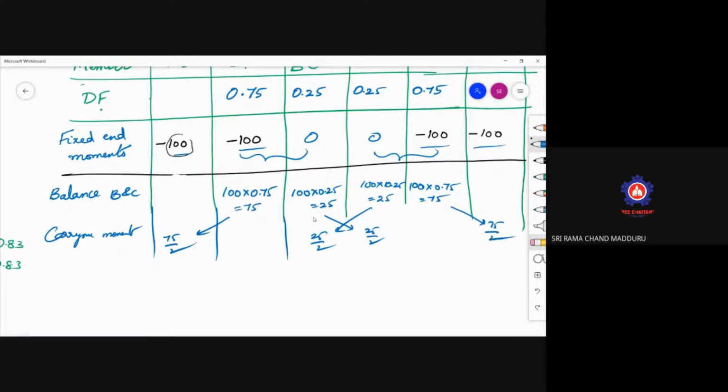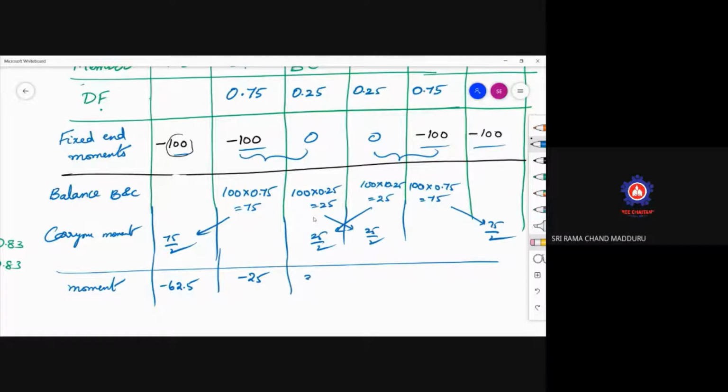Now write down the end moments. Minus 100, 75 by 2. What is the value here? Minus 62.5. Minus 100 plus 75 minus 25. 25 by 2, 37.5. 37.5 minus 25, minus 62.5. Check the values whether they are correct or not. Are they correct?